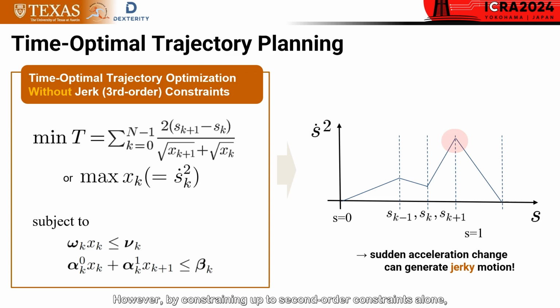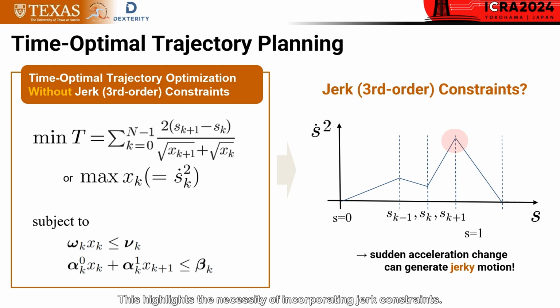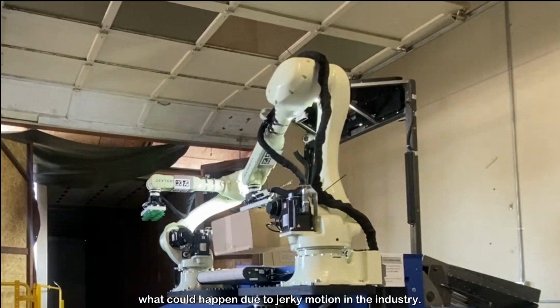However, by constraining up to second-order constraints alone, we cannot prevent sudden acceleration changes in the robot trajectory, which can lead to jerky motion. This highlights the necessity of incorporating jerk constraints. And here is a video that shows an example of what could happen due to jerky motion in the industry.